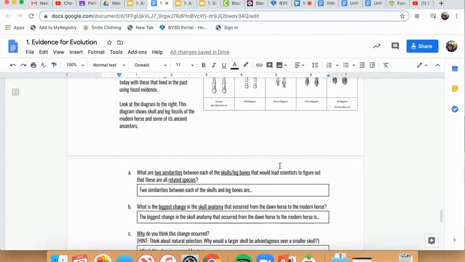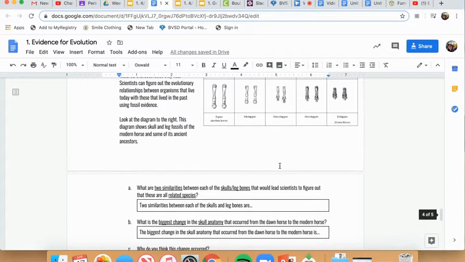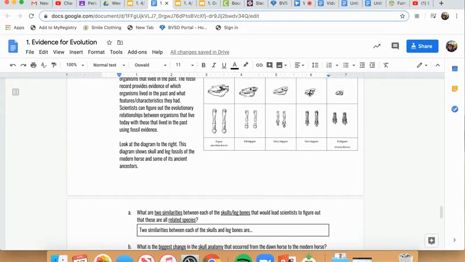So letter A, all you're looking for is two similarities between the skull and leg bones that would lead scientists to figure out that these are all related species. So I would like one similarity between the skulls that you notice and one similarity between the legs that you notice.